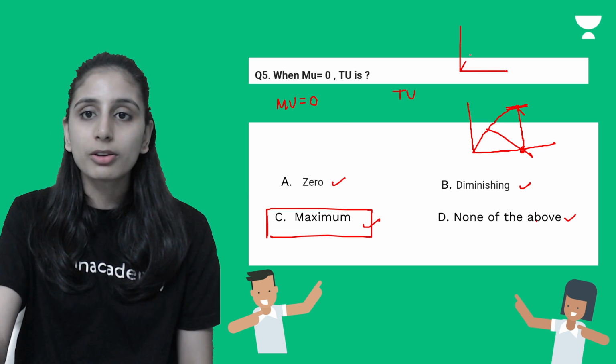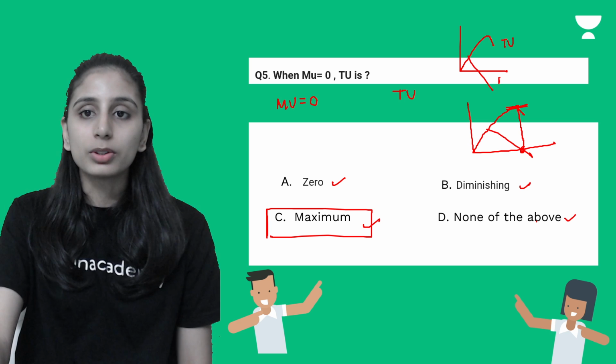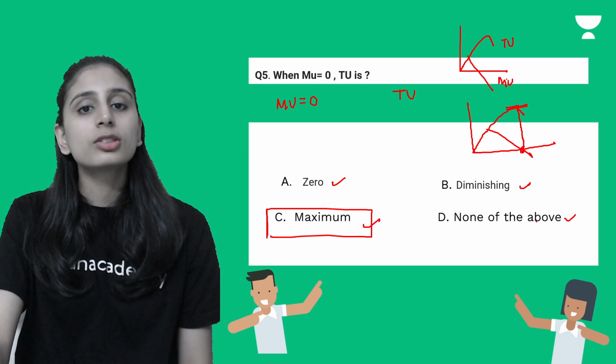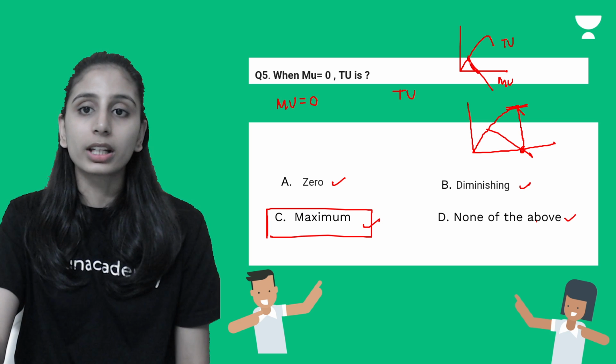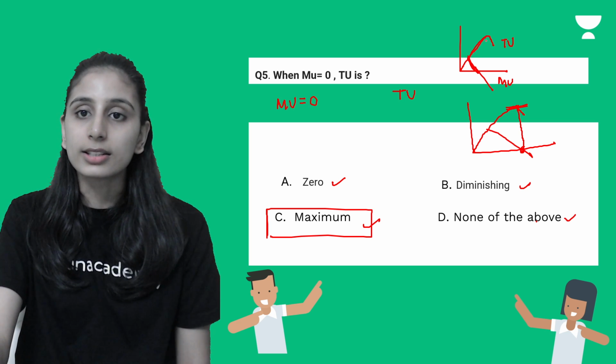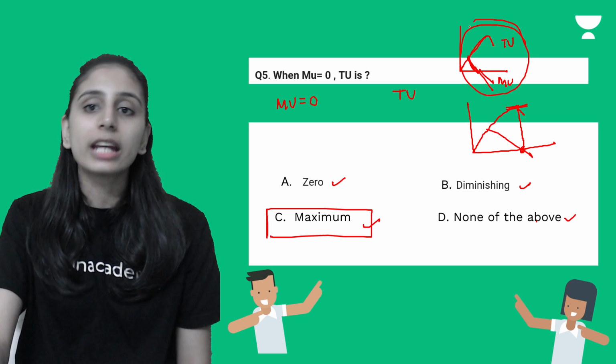Draw one like this, then draw MU, and then draw TU, then MU, and you'll get the answer to all the relationship questions, whatever they may be, like what if MU is declining, what happens to TU, it increases. When MU is negative, then TU, all the answers you will get from this one diagram.